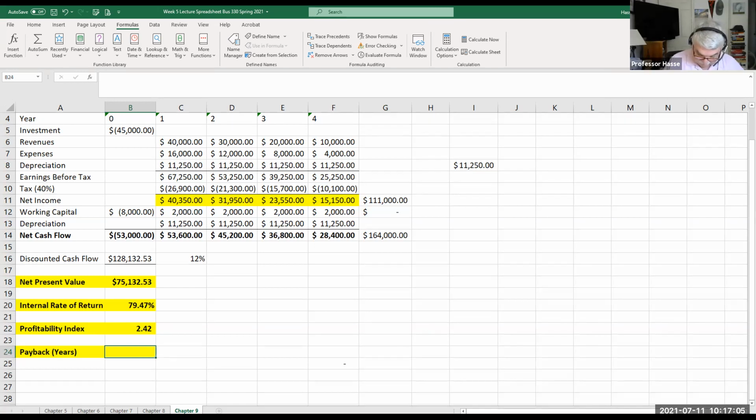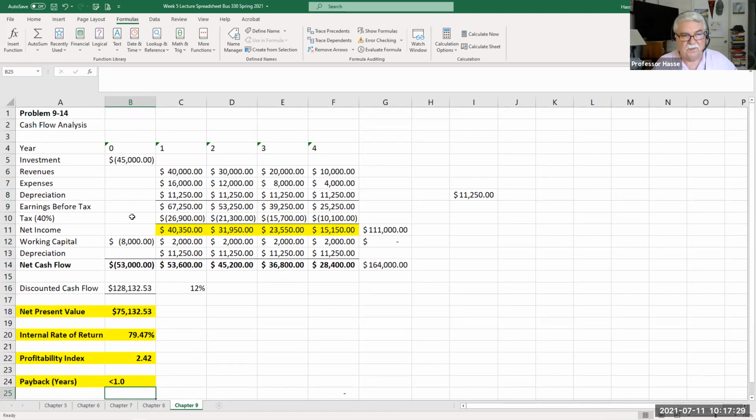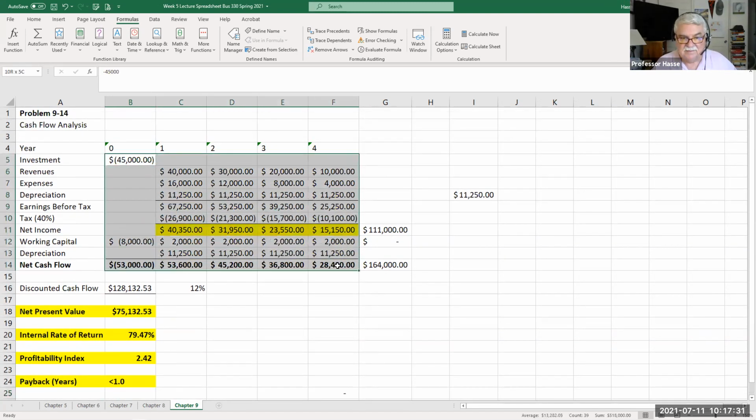So let's just put it this way. Minus less than 1 year. We're getting our money paid back within the first year of our investment. So that's a pretty good explanation of calculating the discounted cash flow and our return. The difference between this and chapter 8 is we're coming up with this data. And that's what we're doing.